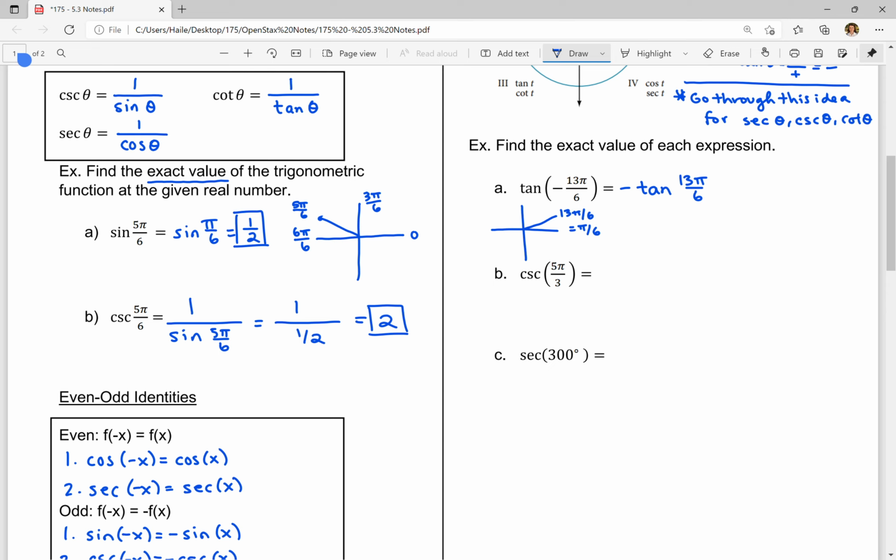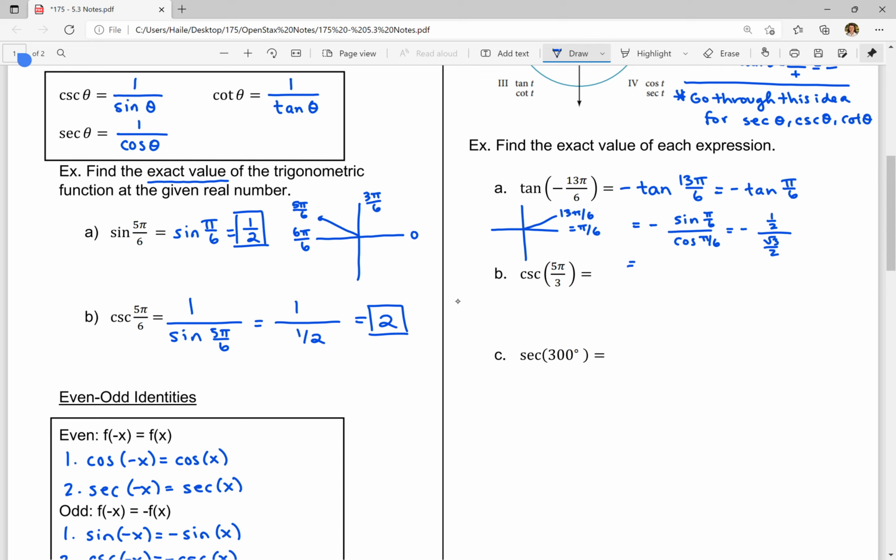Okay, so what we can say is this is the same thing as the negative tangent of pi over 6, and we can break this down into sine and cosine. We can say that this is negative sine of pi over 6 divided by cosine of pi over 6, which is negative 1/2 divided by the square root of 3 over 2. So those values just come from the unit circle. And then we can divide those fractions.